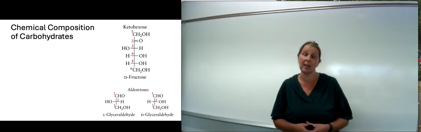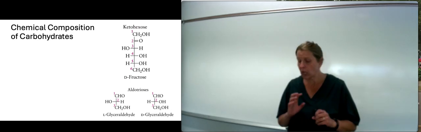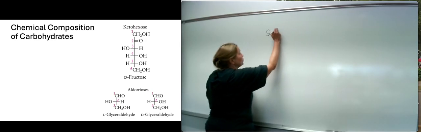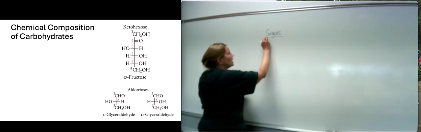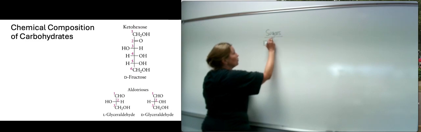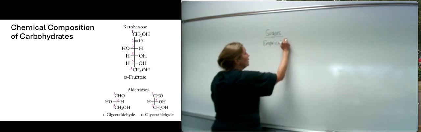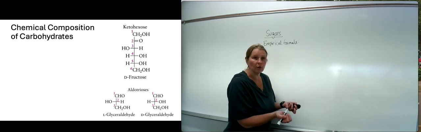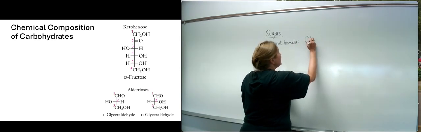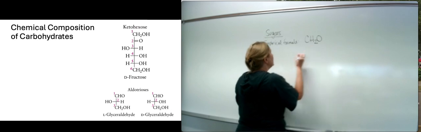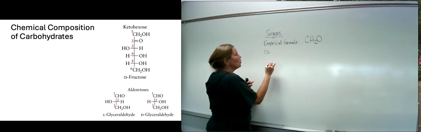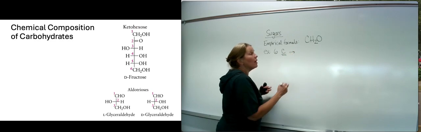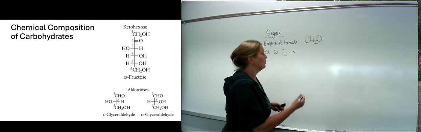So let's get started looking at the chemical composition of carbohydrates. If we take a look at carbohydrates, or for short, we will call them sugars, all sugars have the same empirical formula. Remember, the lowest whole number ratio is what an empirical formula is. So the empirical formula for sugars is always CH2O. So for example, if you know that you have 6 carbons in a particular sugar, then you know the entire formula of that particular sugar.